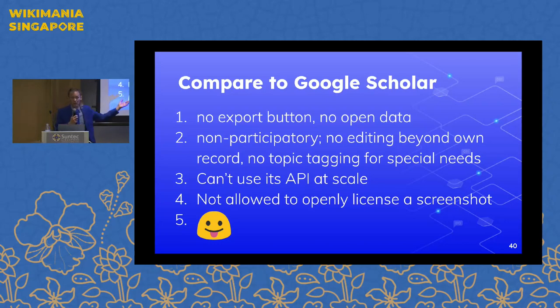And there are, in fact, a lot of problems with Google search results. There are limits to how many queries you can do. Wiki's open data. You can query it as much as you like. And then this issue about not being able to openly license and discuss things is problematic as well.